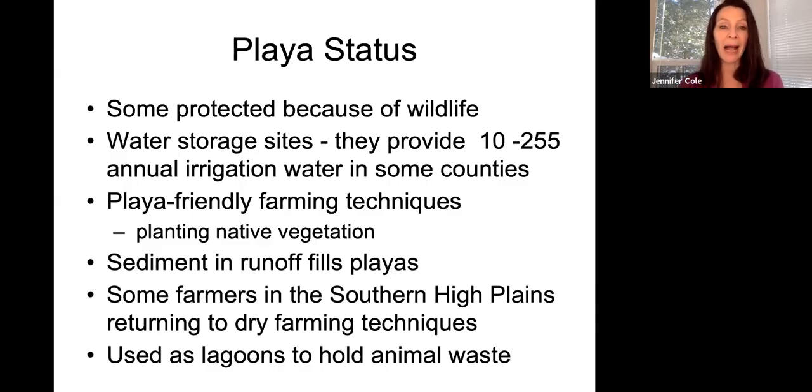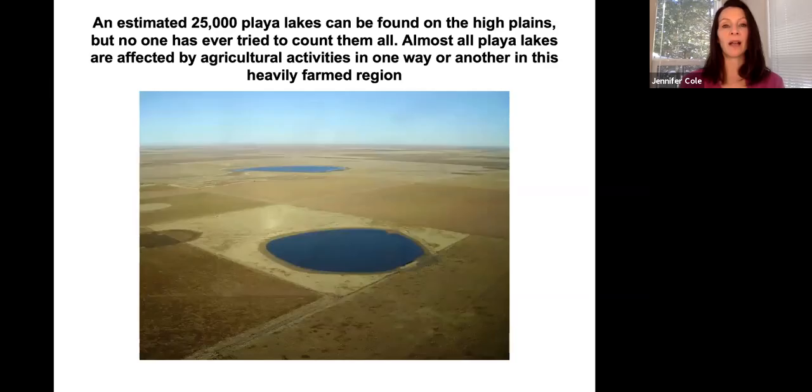We're trying to figure out how to plant native vegetation around the edges of them that can serve as a buffer so that when there's agriculture, the plants that are around the playa lakes can entrain the sediment again and can take more of the agrochemicals off of them, because sediment from the agriculture will just fill them in. And some farmers are trying to return to dry farming techniques, but we historically have used them as lagoons to dump animal waste into them.